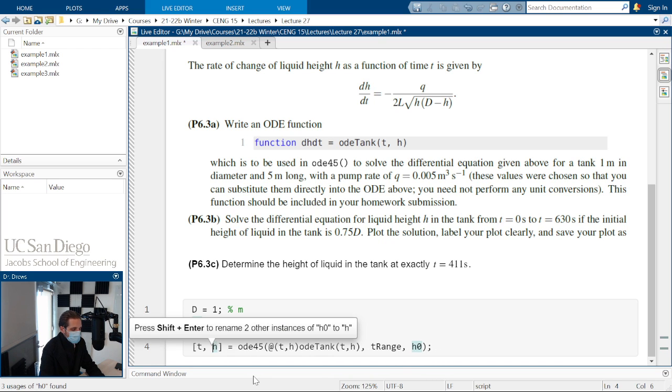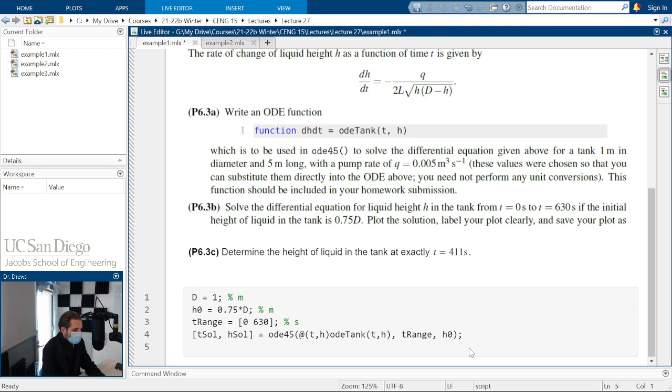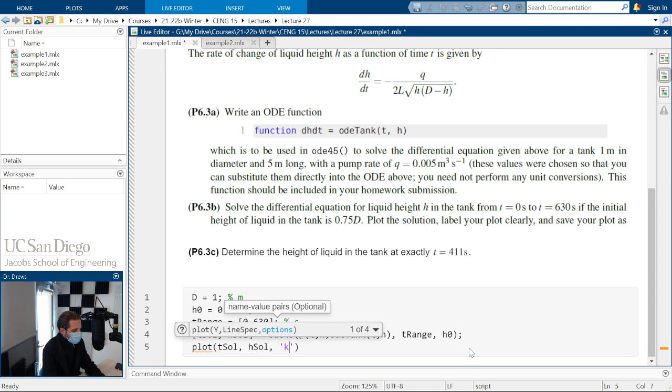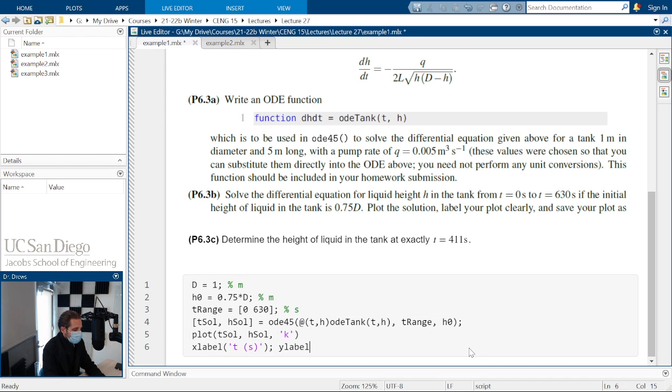Just to keep us a little bit more clear about exactly what's coming out, it's a little weird to have t and h over here and t and h over here and t and h over here. What is the difference between all of those? I'm going to call these two tsol and hsol, just as a reminder to us that those are the solutions. That's our function that's coming out. Or I should say, it's our vectors of data which represent the function that is the solution. And then the question is asking us to plot those, so we'll plot tsol and hsol as a black line. And of course, always get into the habit of labeling your axes. I believe the units on h here are meters.